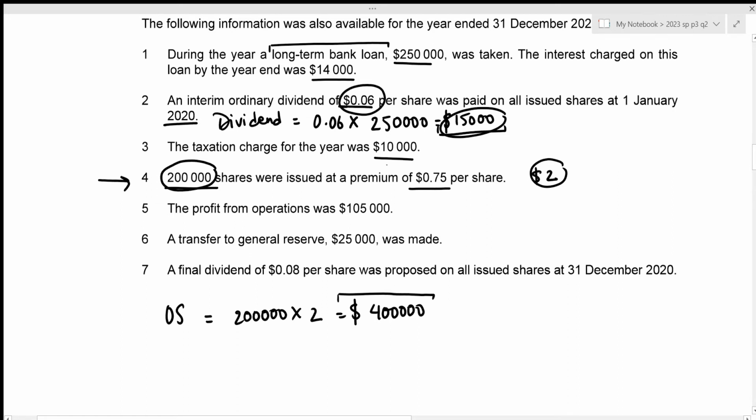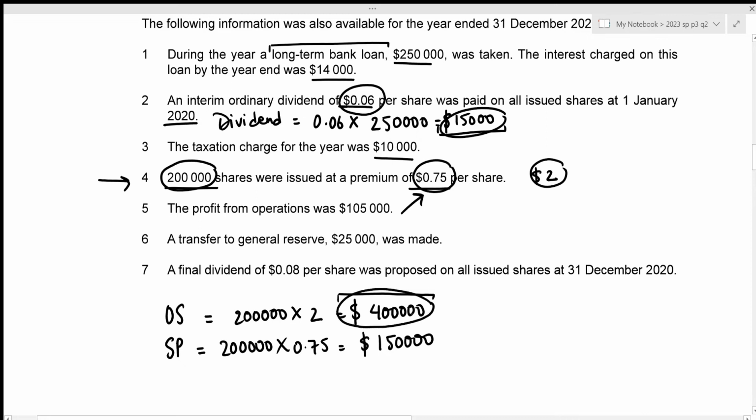And since we are issuing this at a premium, our share premium will also increase. So the share premium will increase by the number of shares issued, which is 200,000, times the premium rate. In this case, that's 0.75. And this results in the amount of 150,000. So we just need to include this amount of 400,000 in our ordinary share capital column and 150,000 in our share premium column due to this issuance of new shares. Let's write it down.